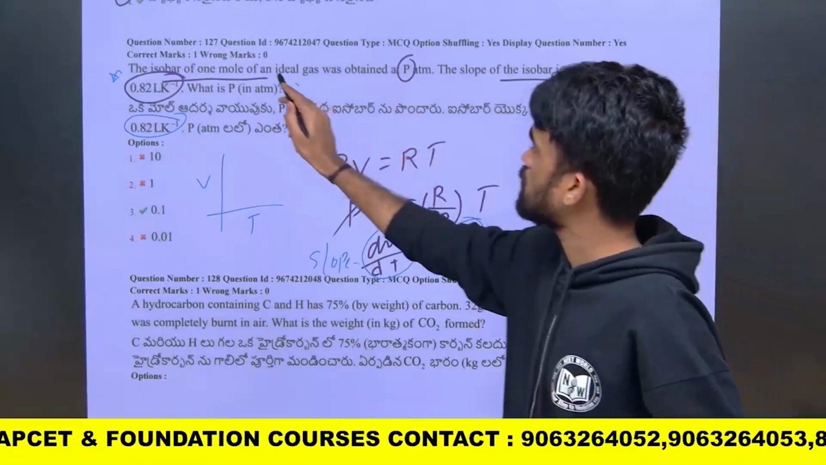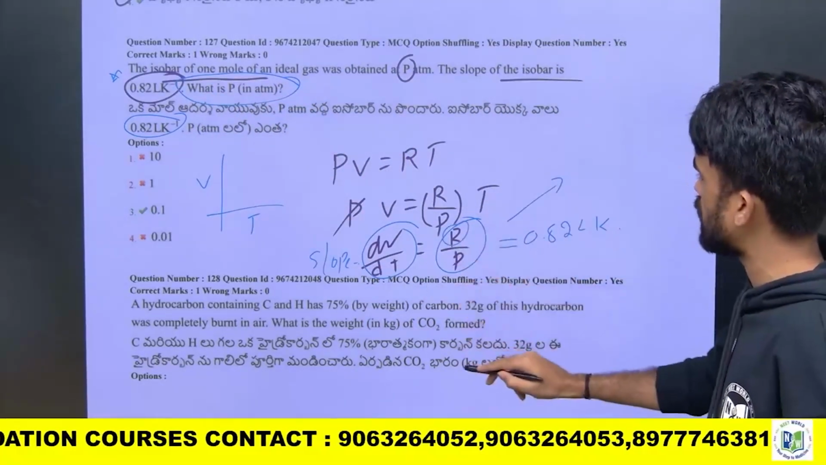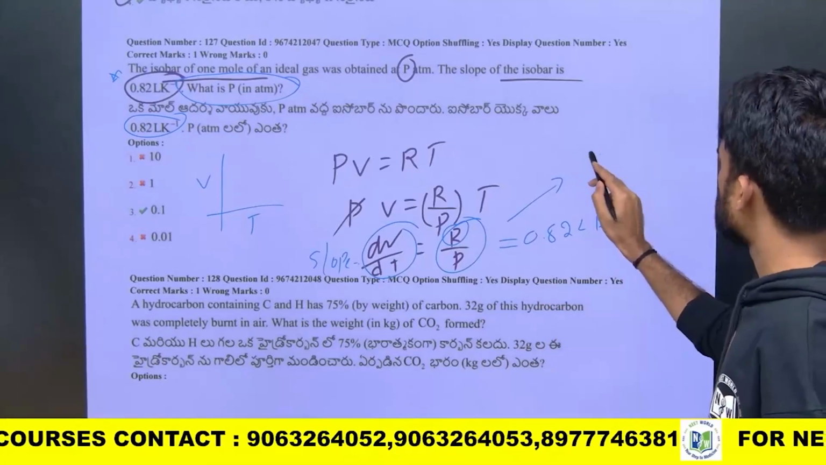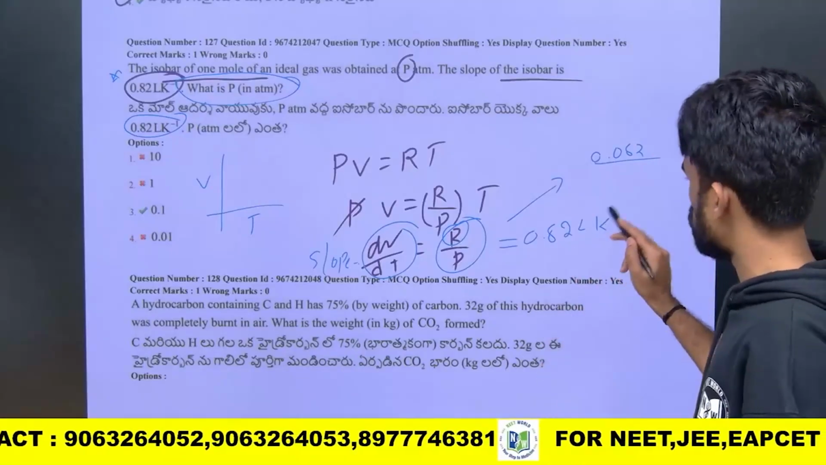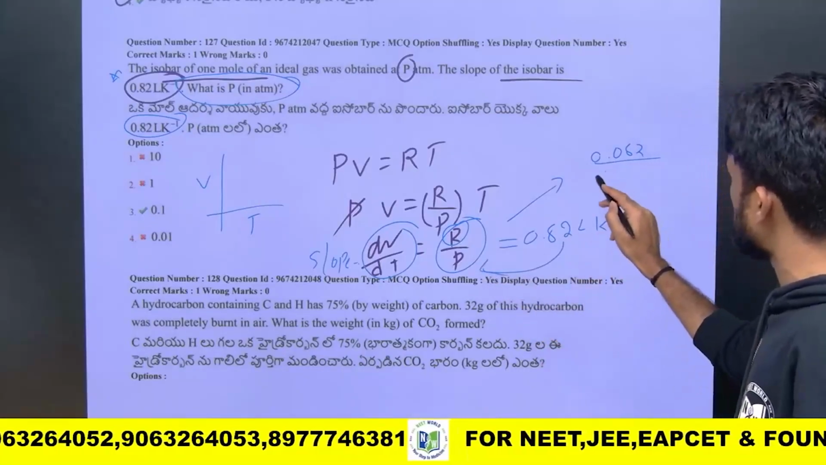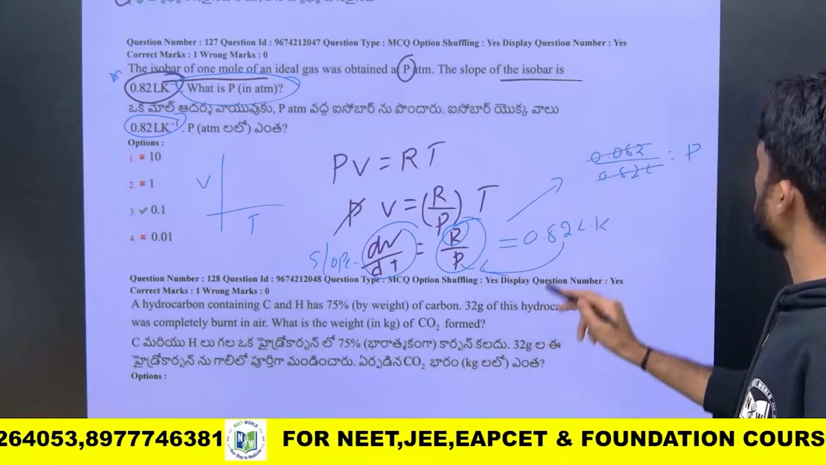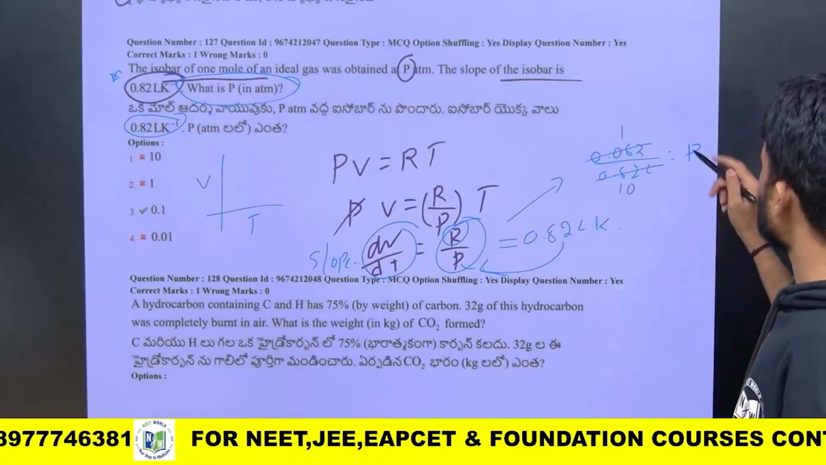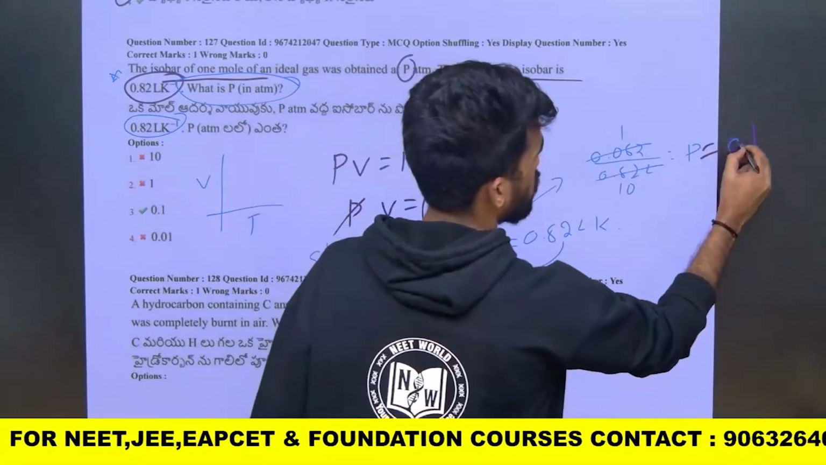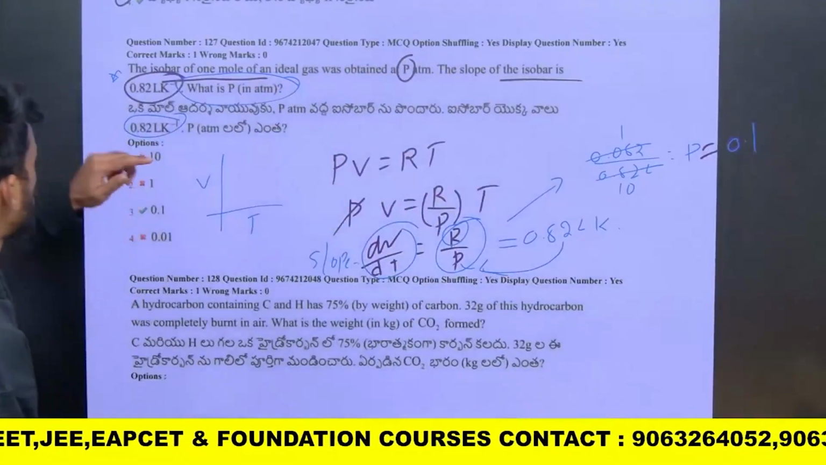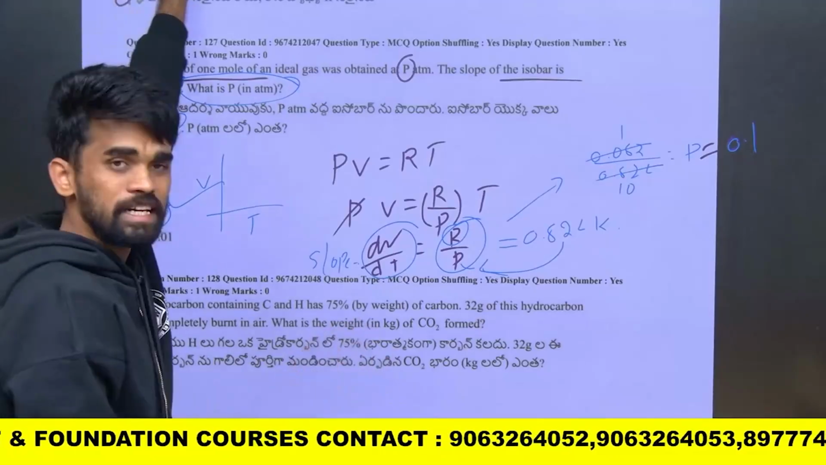What they are asking is, what is P? This is the slope. R means the universal gas constant. What is the value of R? 0.082 liter atm Kelvin inverse mole inverse. They just gave 0.82 liter on this side, and P on this side. So this is 10 times, so P is 1 by 10, which is nothing but 0.1. So our P value here is 0.1. This is our answer. I hope it is clear, and it is a very interesting question.